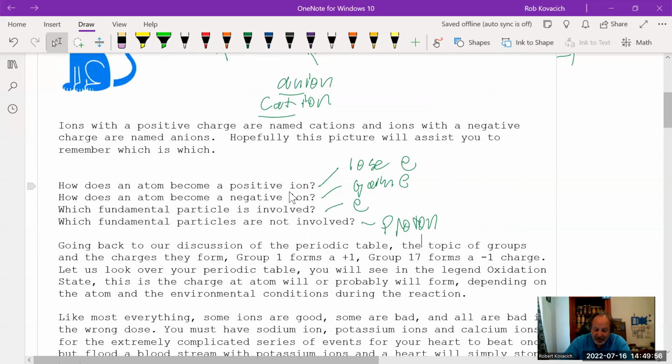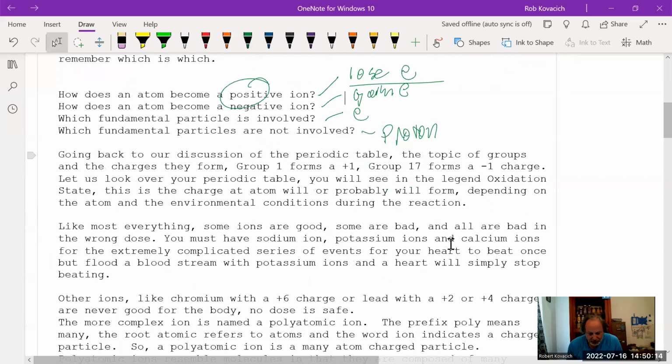And it does that again. How does it become positive? Because it lost an electron. In this case, it lost 1 electron. If we move over to magnesium, there's a 2 written there. And so how does something become +2 charge? It loses 2 electrons.